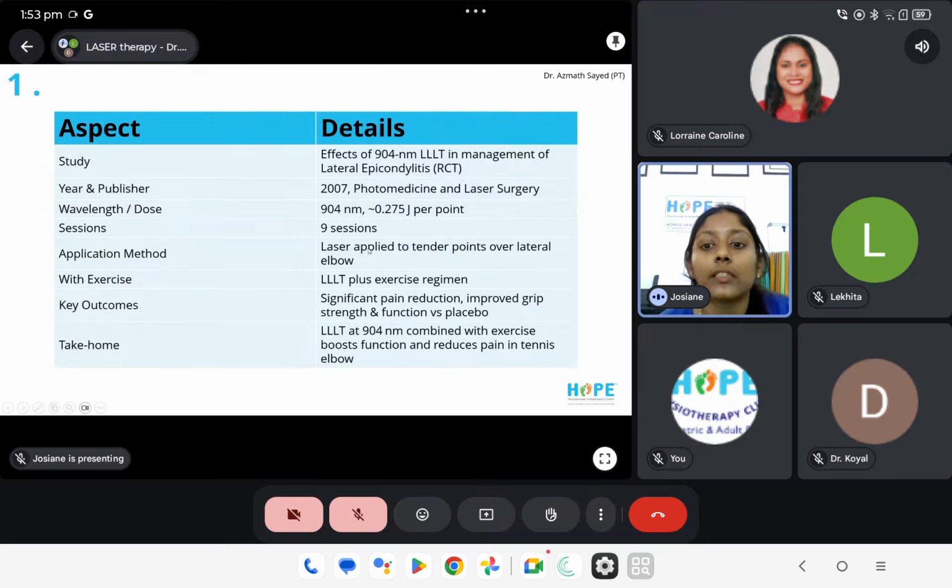9 sessions were taken. Laser was applied to tender points over the lateral elbow, and it was given with an exercise regimen. Outcomes: there was significant pain reduction, improved grip strength and function versus the placebo. Low level laser therapy at 904 nanometers combined with exercise boosts function and reduces pain in tennis elbow.